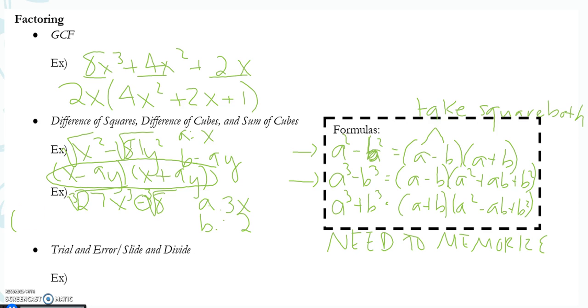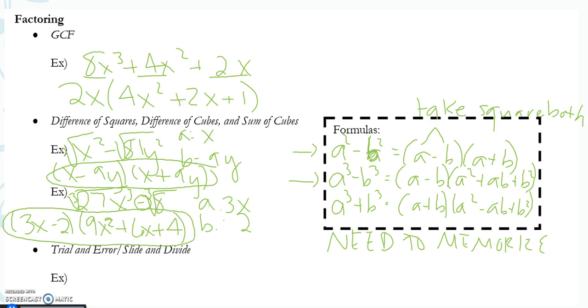So it would be a minus b, then a squared. When I square a, I have to square the number and the variable, so it would be 9x squared. Then plus, I do a times b, so 3x times 2 is 6x, plus then b squared, 2 squared is 4.